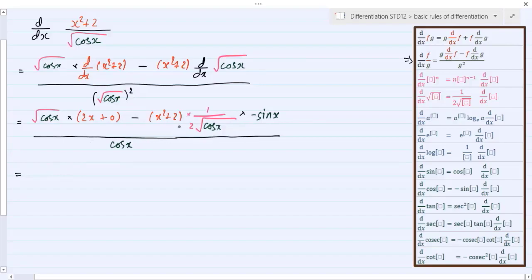So for further simplification, we should take 2 root cos x LCM. So here we will get 4x cos x in the first term, then minus your x square plus 2 will be as it is. This minus minus will become plus sin x, whole divided by 2 root cos x into cos x will give us cos x raised to 3 by 2. Tada! This is your final answer.